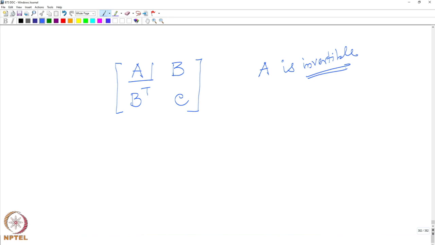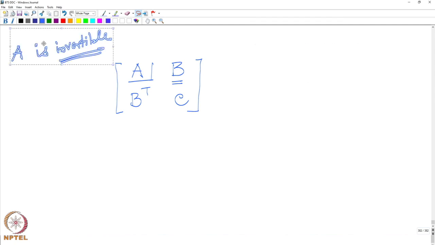Yeah, suppose I assume that A is invertible, then I can do some tricks. What kind of tricks? Well, I first do some column operations on this matrix, so that this block becomes 0. What do I do in order to make this block 0? Let me just do this first. I assume that A is invertible.